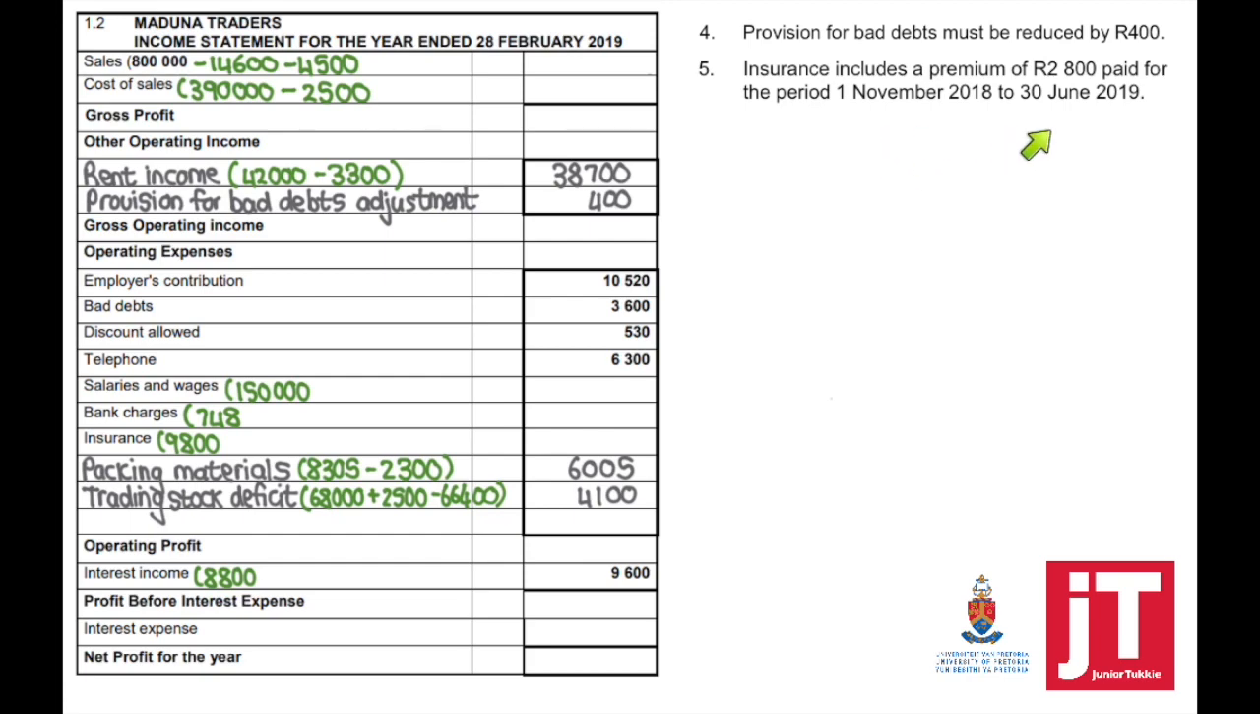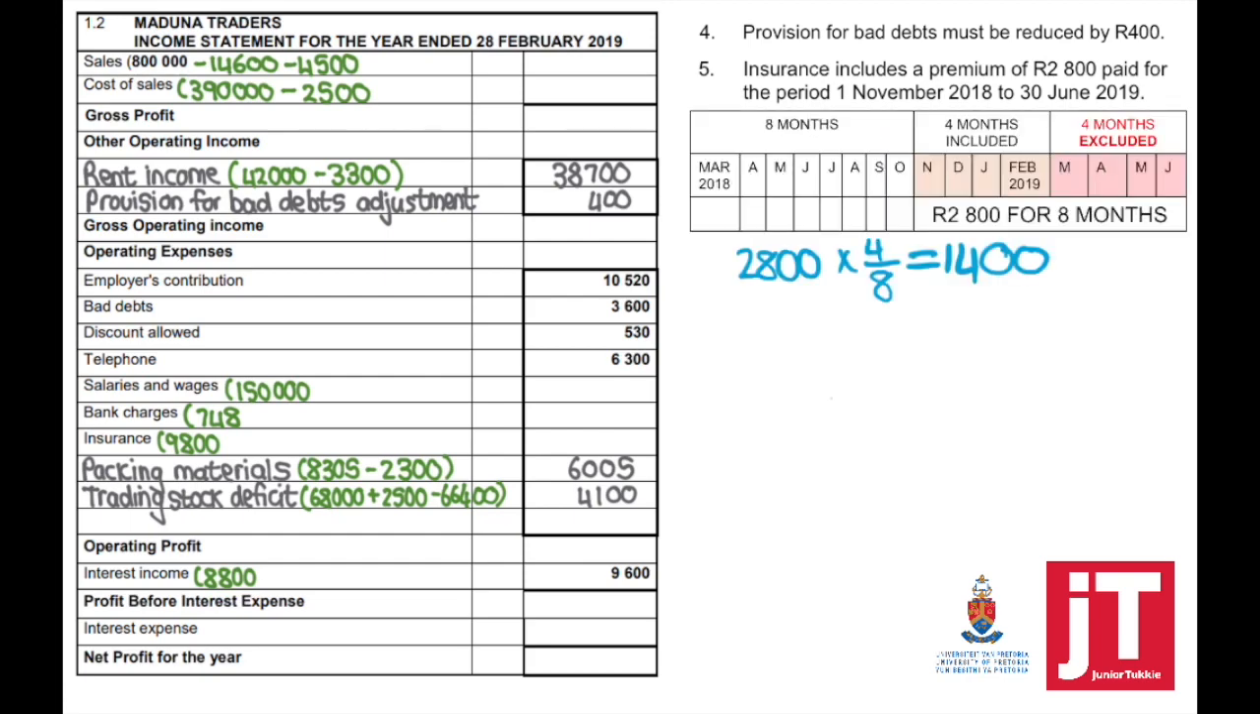From the 1st of November until 30 June is equal to 8 months. 4 months should be included, which means 4 months should be excluded. So insurance, we're going to say minus 1,400. That is my total expense for this accounting period.